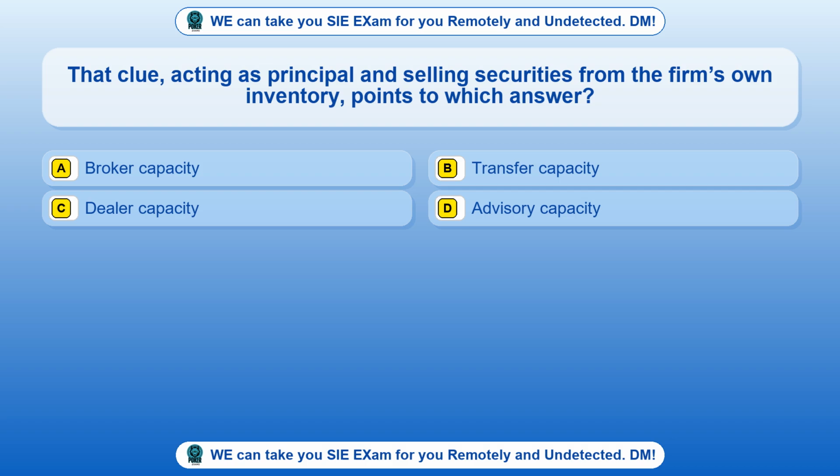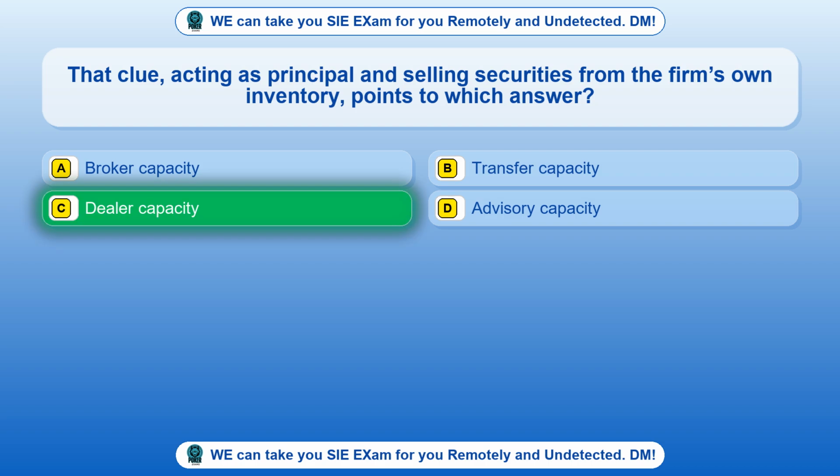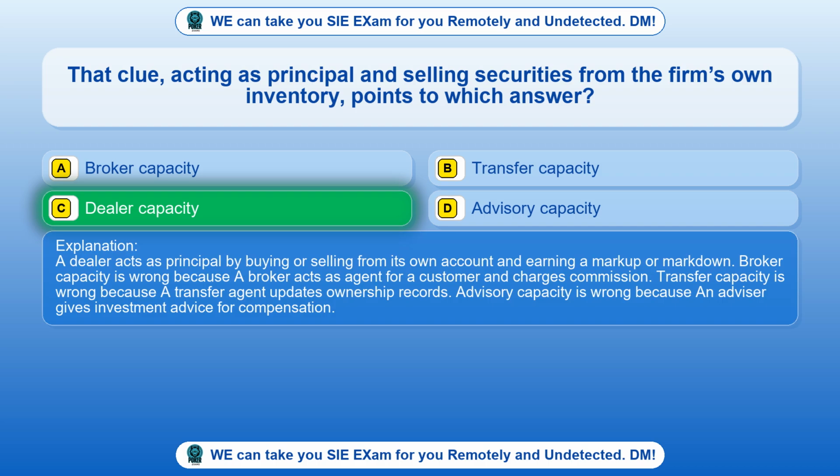Option A, broker capacity. Option B, transfer capacity. Option C, dealer capacity. Option D, advisory capacity. The correct answer is option C, dealer capacity. A dealer acts as principal by buying or selling from its own account and earning a markup or markdown.